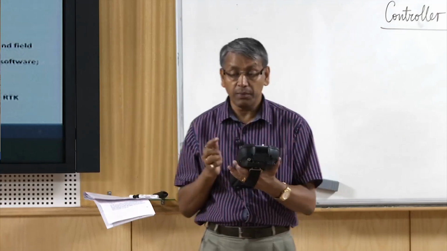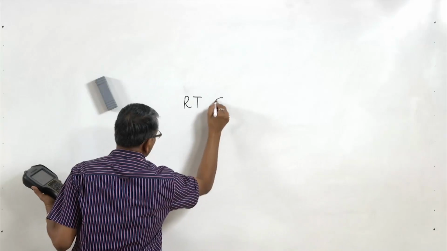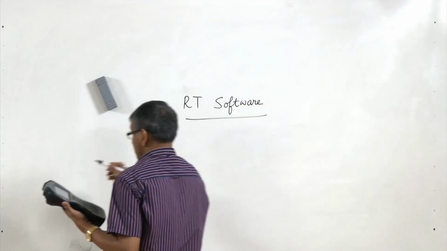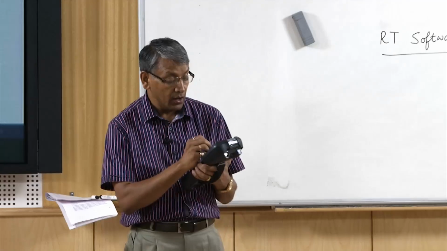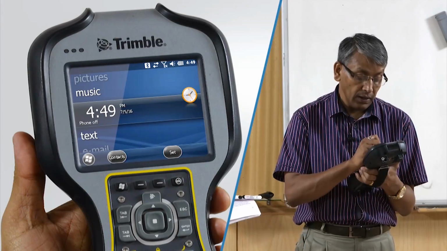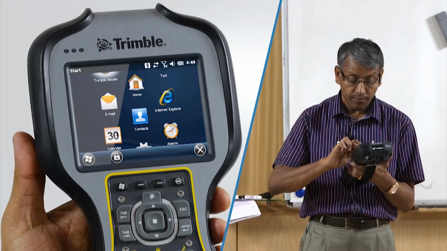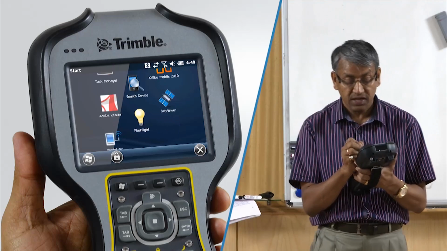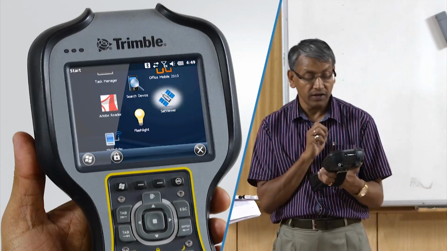Now let me demonstrate about the real time software. In this controller there is a very powerful real time software which is called SatNav, that we can get access through tapping the start, and so you can see that Sat Viewer is the name of the real time software that is available.